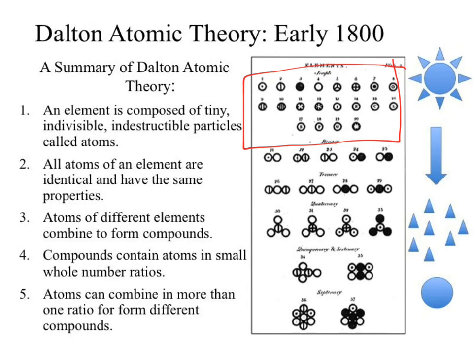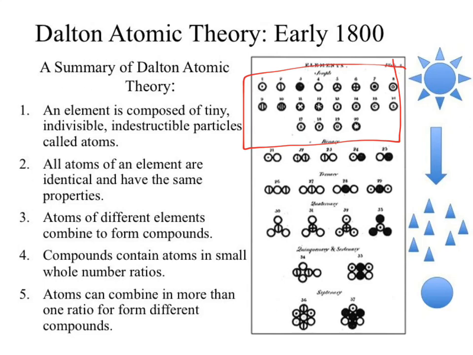Right? So all atoms, once we have just a single element, of the same element are identical and have the same properties. Okay, so if I take hydrogen atom A and hydrogen atom B, they will have the exact same physical properties. At least that's what his theory was. Atoms of different elements can then combine to form compounds.